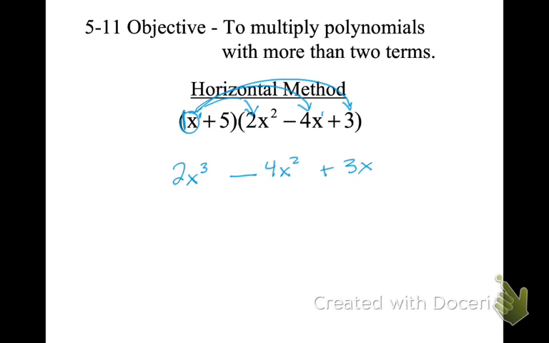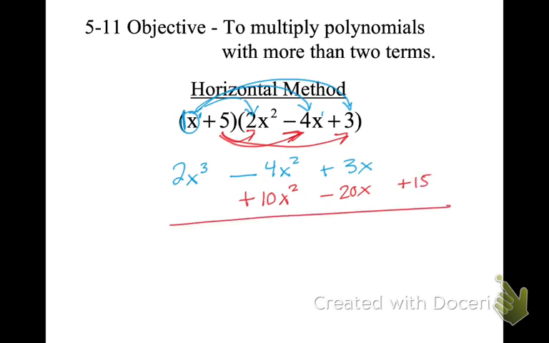Now, I'm going to kind of just start stacking things in piles. When I multiply 5 times 2x squared, that becomes 10x squared. It's a positive, so I'm going to put it right here under the x squareds. And 5 times negative 4x is negative 20x. Goes with that. And then here I have 5 times 3 is plus 15. Then I'm just adding, going up and down. 2x to the third.